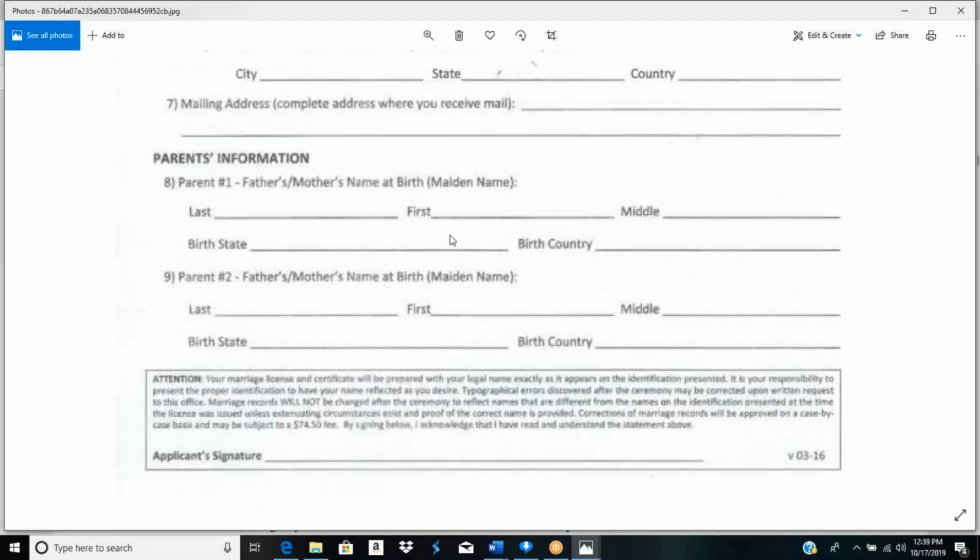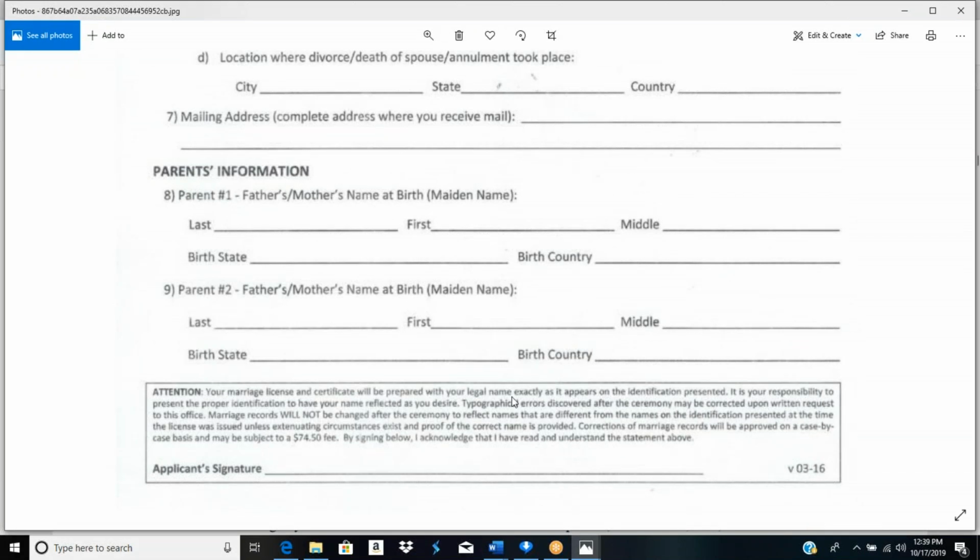But I just wanted to show you, and you'll notice on any of these forms, does it tell you anything? Let's see. Your marriage license and certificate will be prepared with your legal name exactly as it appears on the identification presented. Okay, what is the identification you presented? The Social Security number, or maybe a driver's license, which you use the Social Security number to get. It is your responsibility to present the proper identification to have your name reflected as you desire. Typographical errors discovered after the ceremony may be corrected upon written request to this office. Marriage records will not be changed after the ceremony to reflect names different from the names on the identification presented at the time the license was issued.